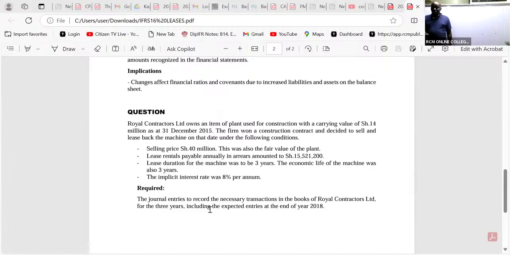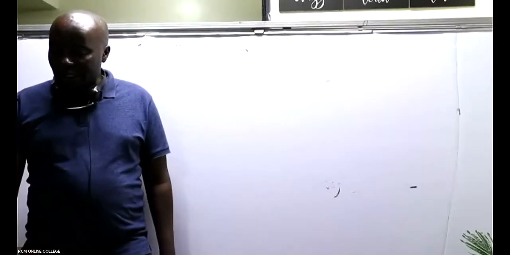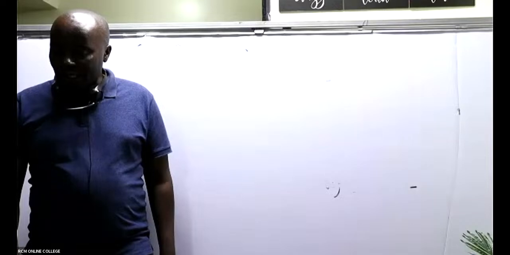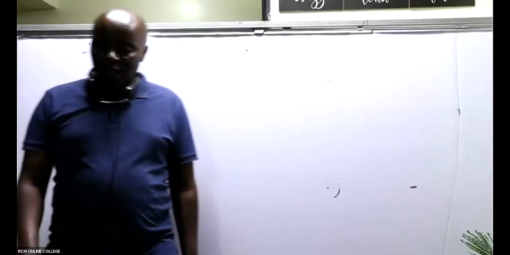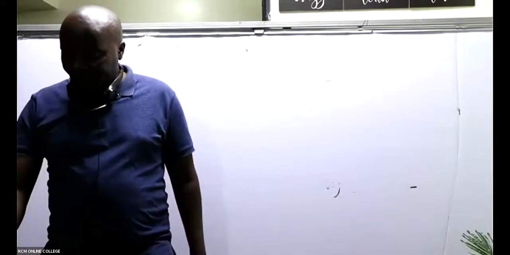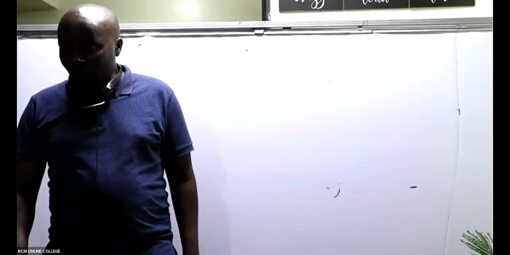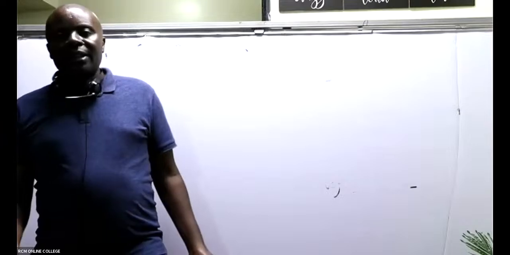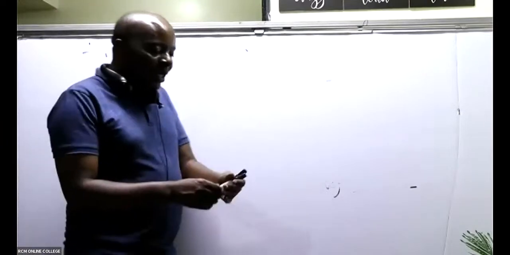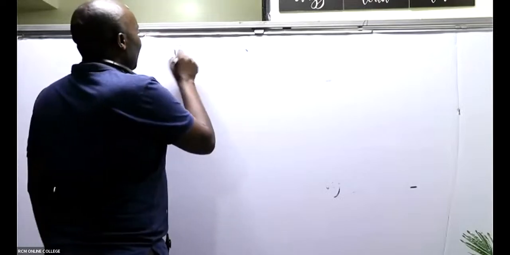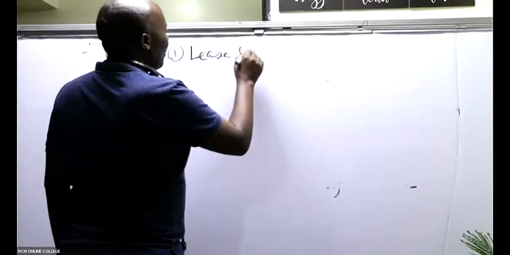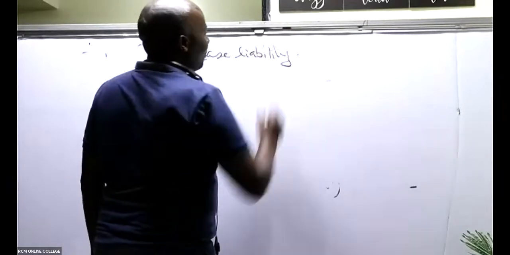Now remember, in this arrangement Royal Contractors is a lessee. If Royal Contractors is a lessee, then the very first step, as we said here, is to establish the lease liability. That is the first thing you do. If you were a landlord, I would not have done that. So the very first thing you need to do is to establish the lease liability. That is step number one.